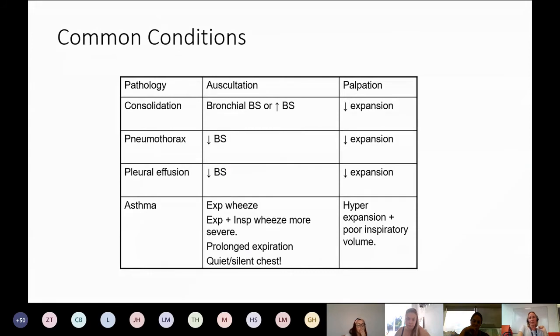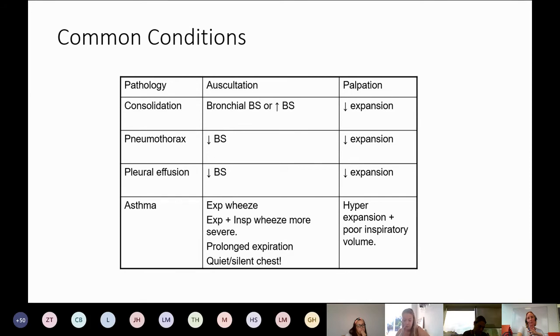And some of the abnormalities you might hear, and we talked about secretions. If you've got secretions in your large airways, they're going to sound quite noisy, loud crackles. If they're in your smaller airways, you'll hear those as quieter crackles or popping noises as the airways are opening and trying to clear through the secretions.